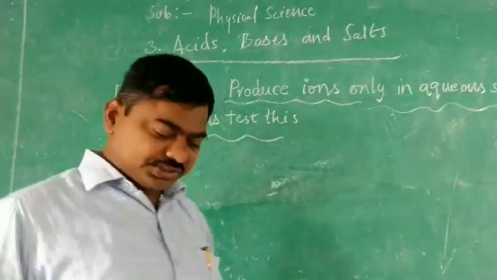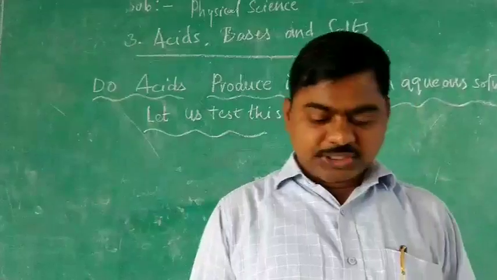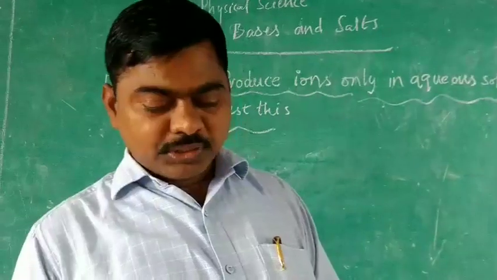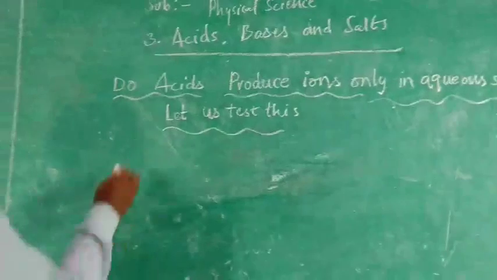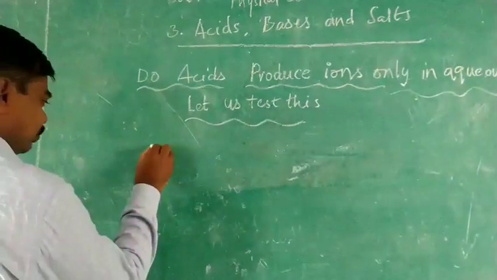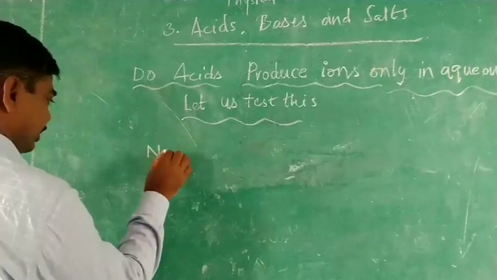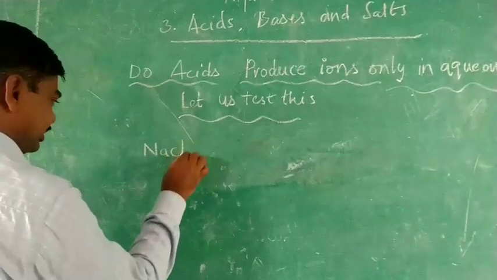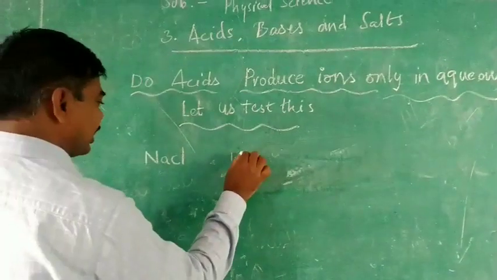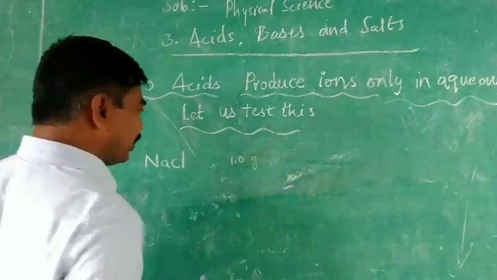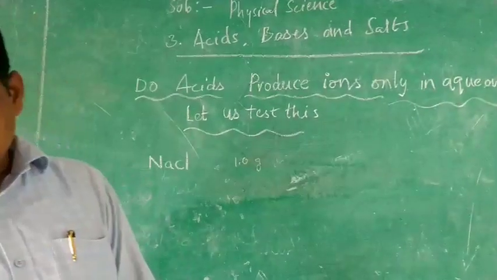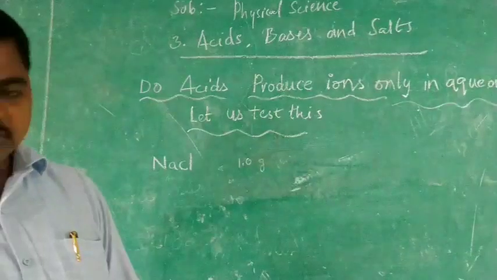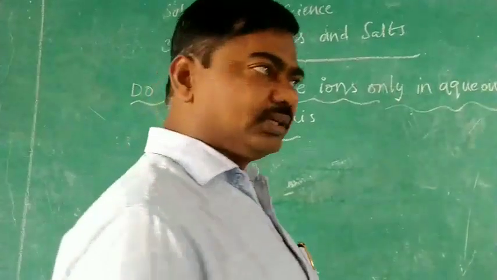For this test, first take 1 gram of sodium chloride in a clean, dry test tube. 1 gram of what? Sodium chloride, NaCl, that is 1 gram. You have to take 1 gram of sodium chloride in the dry test tube and take the concentrated sulfuric acid.